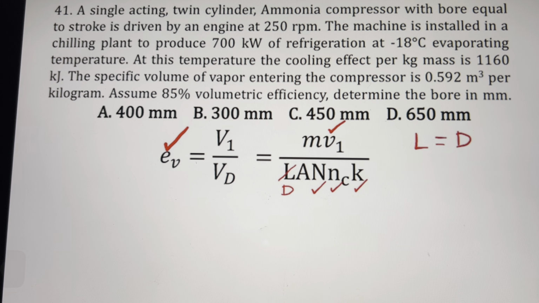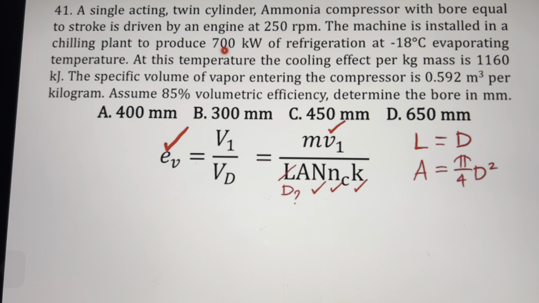And of course, our area is equivalent to the cross section of our cylinder, which is a circle, which is pi over 4 diameter squared. So our area and our length are in terms of diameter, and that is our unknown. But we don't have yet our mass flow rate of the refrigerant passing through our compressor. So we must solve that first before finding the bore.